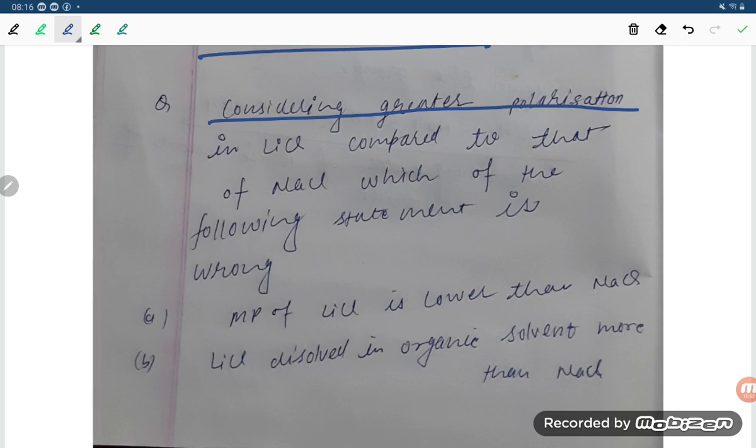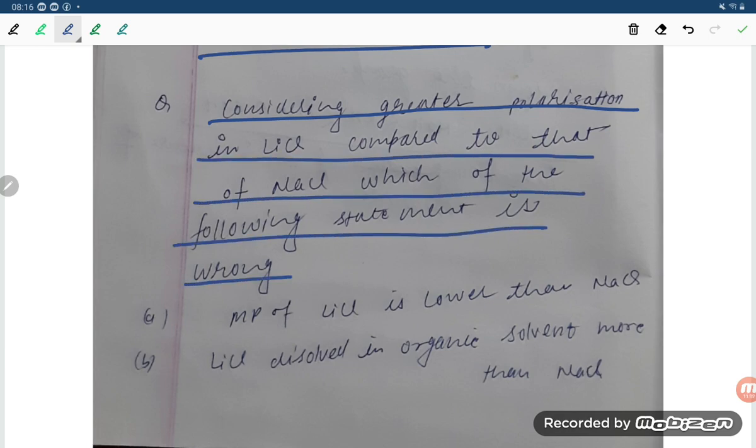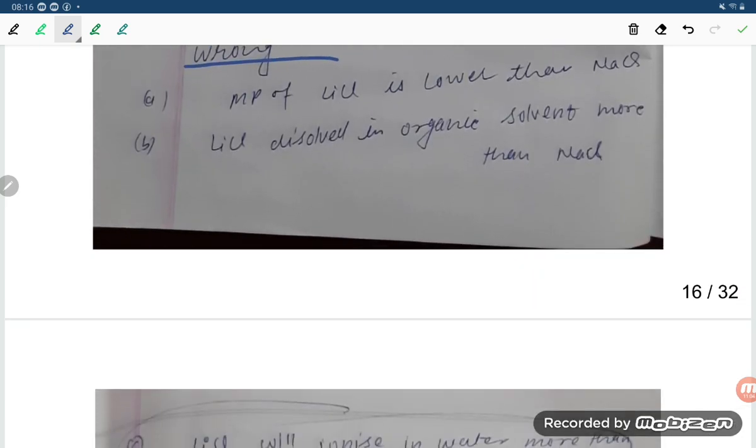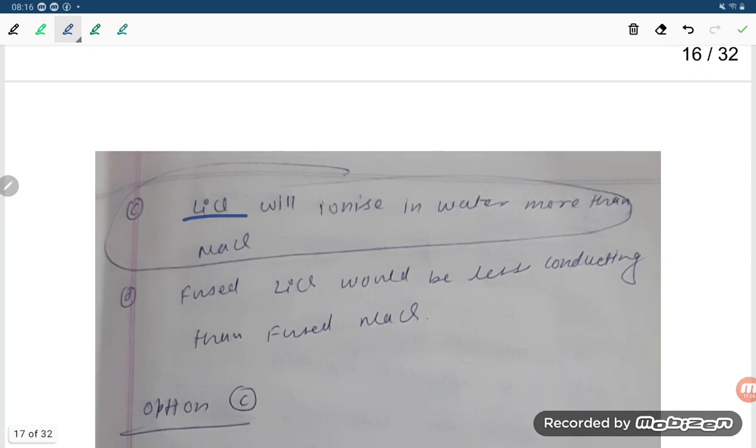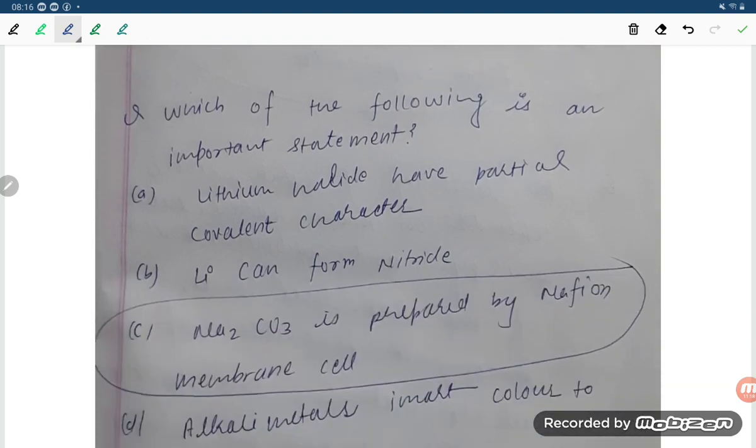Considering the greater polarization in LiCl compared to NaCl, which of the following statements is wrong? Okay, so the melting point of LiCl is lower than NaCl. LiCl dissolves more, so the correct one is that LiCl will ionize in water more than NaCl.